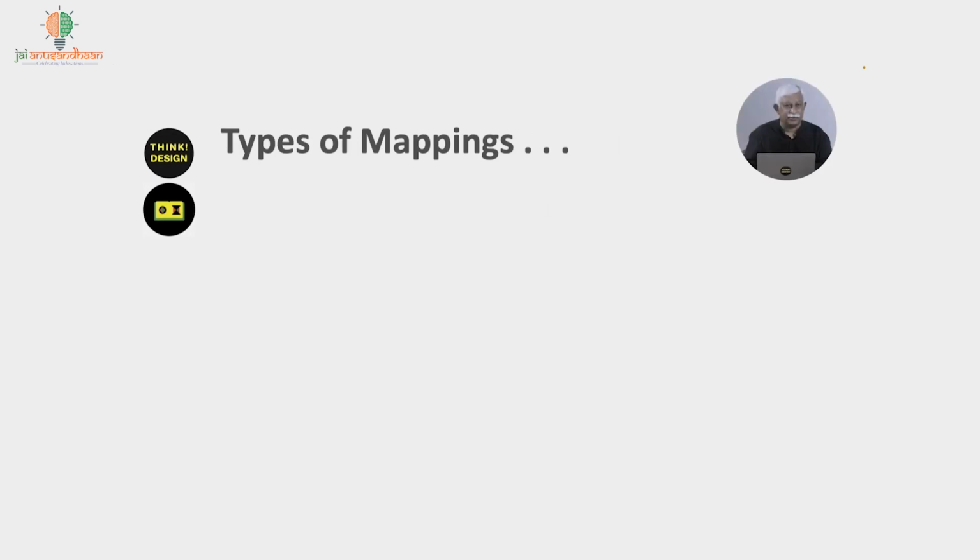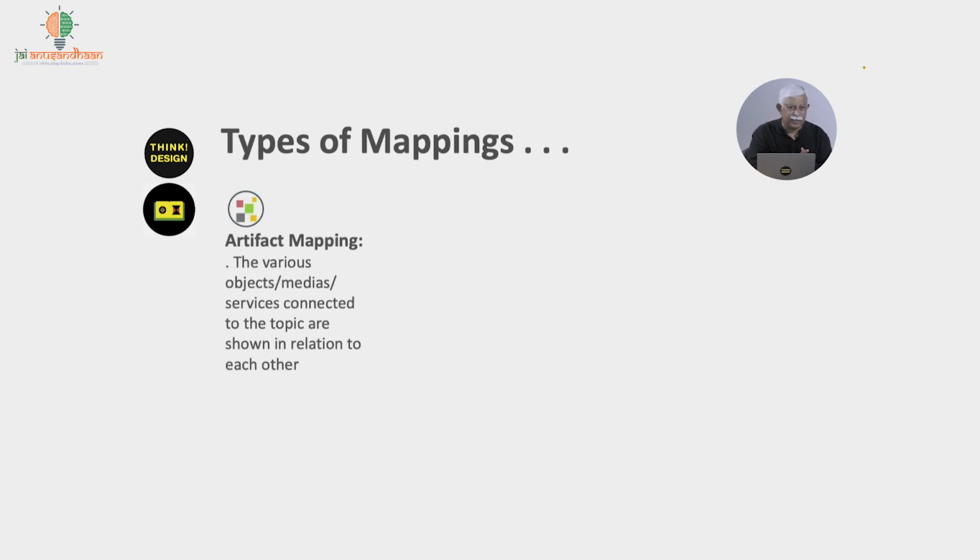Let's look at the details of these mappings. Let's look at artifact mapping. Here you can actually visualize objects, media or services connected with your topic, and they are shown in relation to each other.